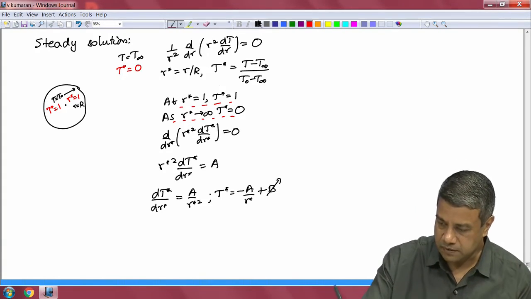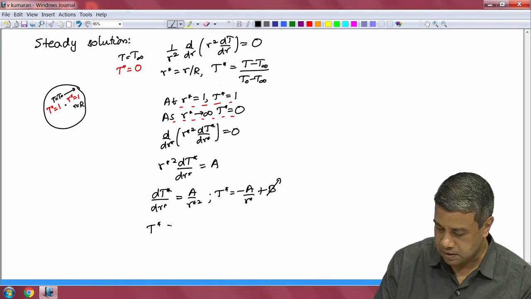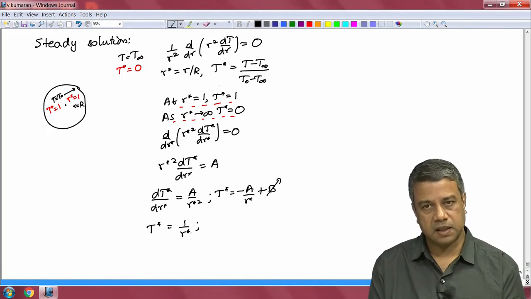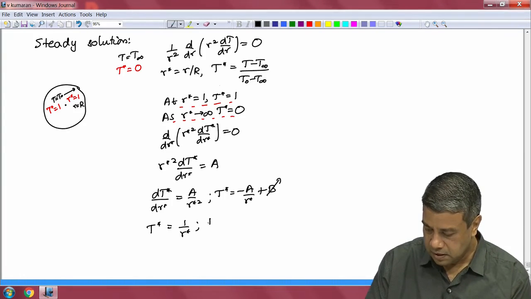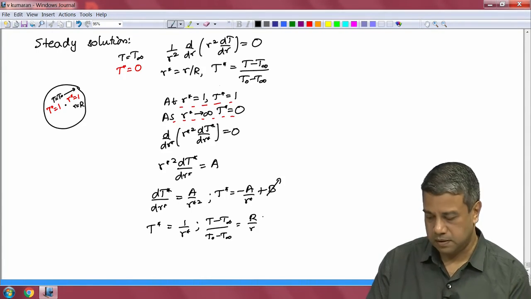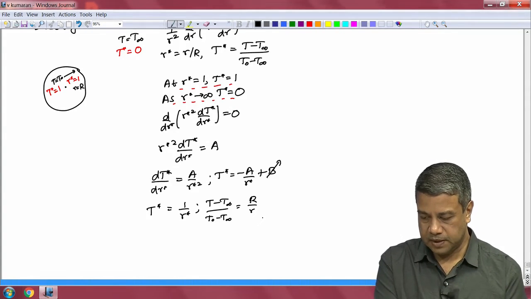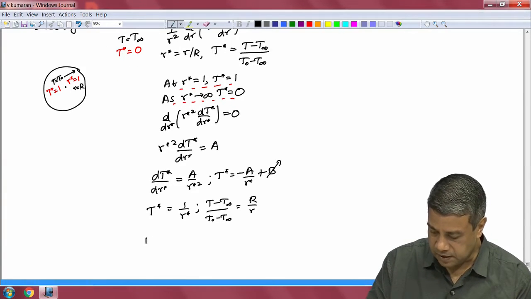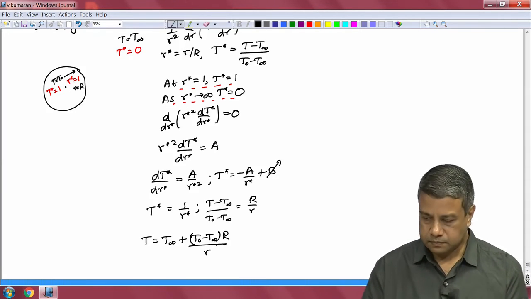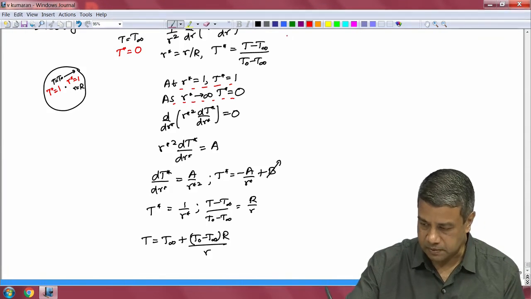Therefore, the final solution for the temperature T star is equal to 1 by r star. Or if I write it back in dimensional form, I will get (T minus T infinity) by (T naught minus T infinity) is equal to R by r. That is the dimensional equation. Alternatively, T is equal to T infinity plus (T naught minus T infinity) R by r. So, those are different ways of writing the same equation.